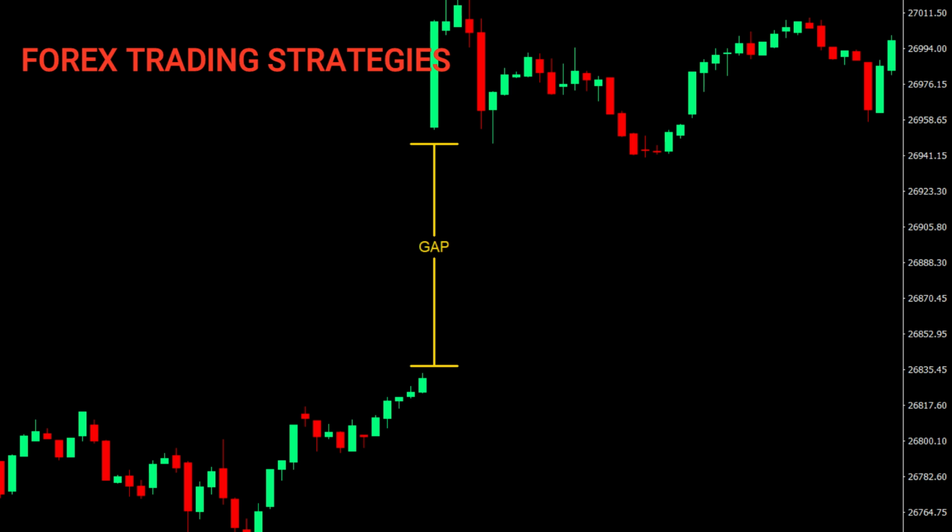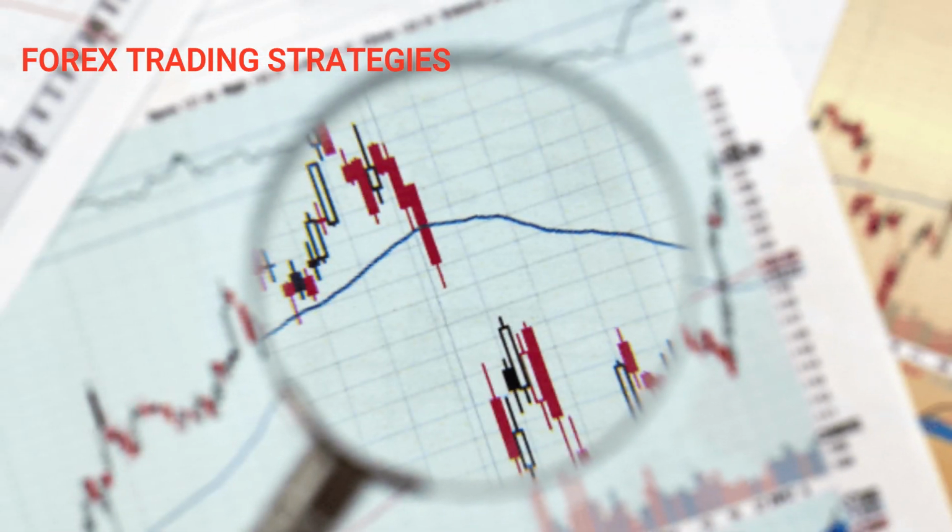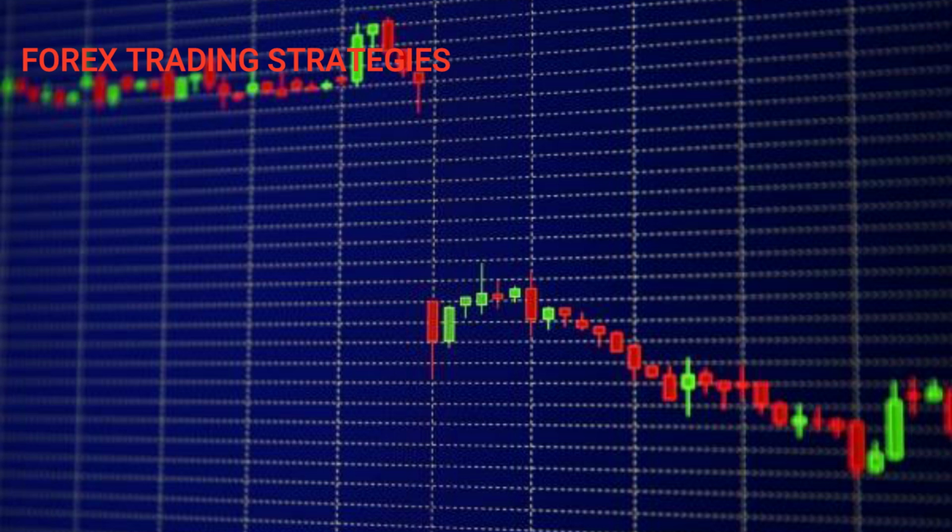In conclusion, gaps are a common occurrence in the foreign exchange market and can be caused by a variety of factors, such as sudden changes in market sentiment or major news events. There are two types of gaps: common gaps and breakaway gaps. Trading gaps can be a profitable strategy if done correctly, but it can also be risky. It's important to practice and gain experience before attempting to trade gaps. I hope this video has helped you understand gaps better and how to use them to your advantage in your trading.